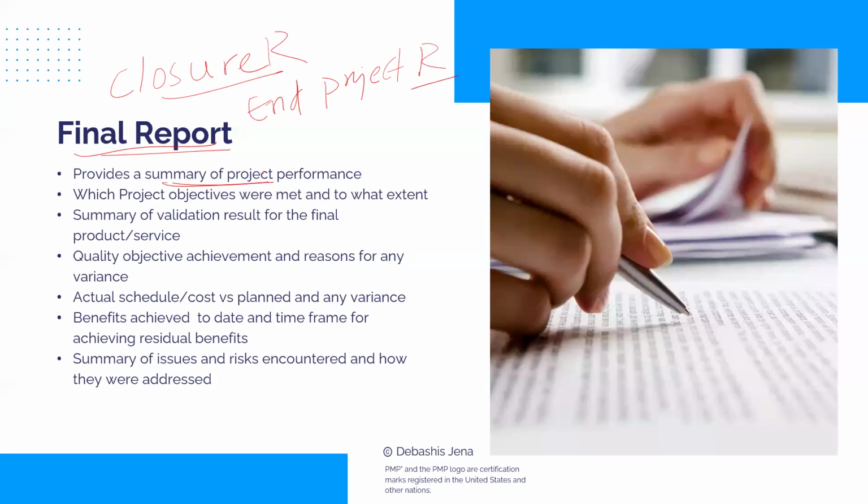Start with a high level summary. Provide a very high level summary of how the project performed before we get to the details. Next, which objectives are met? The objectives we stated in the charter. Here is the point where we are going to measure. We'll report on each objective, which objective was met to what extent. In fact, that determines how successful the project was.